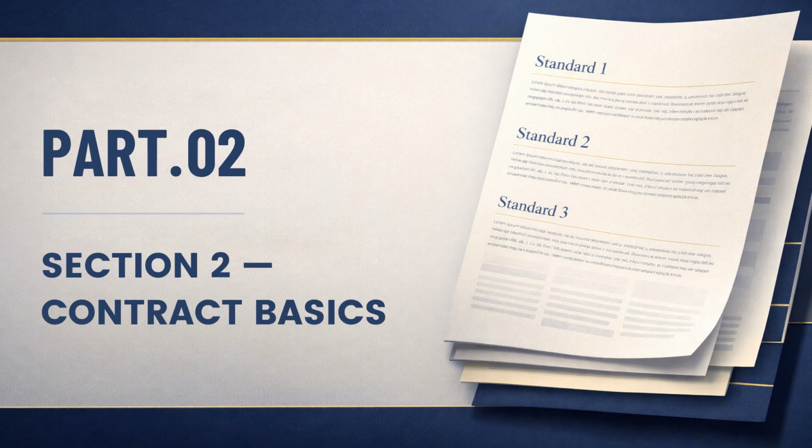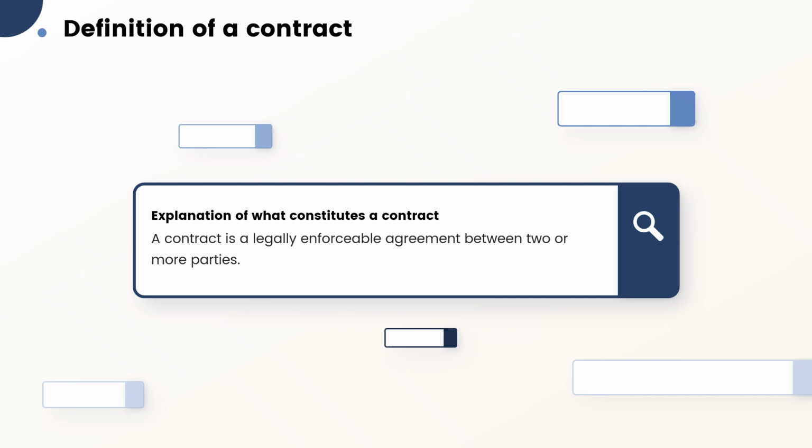Now that we understand why contracts matter, let's move into the basics. This section gives us a foundation. Once you understand the basic contract language, listing agreements and purchase contracts will make much more sense. A contract is a legally enforceable agreement between two or more parties. In simple terms, it's a promise that the law can enforce. In real estate, that could be a buyer agreeing to purchase a property, a seller agreeing to sell, or a broker agreeing to market a property. So whenever you hear the word contract, think enforceable agreement.